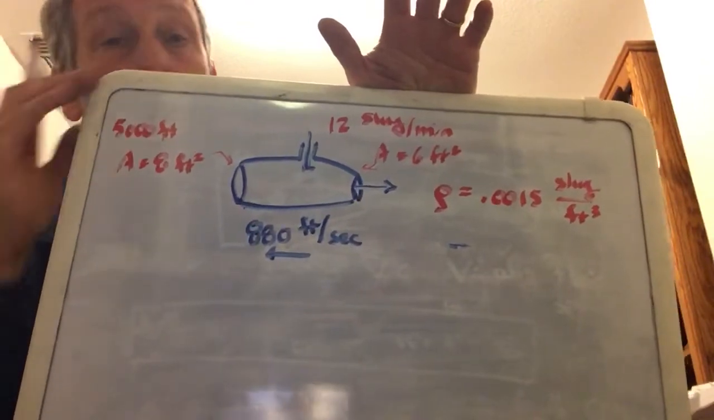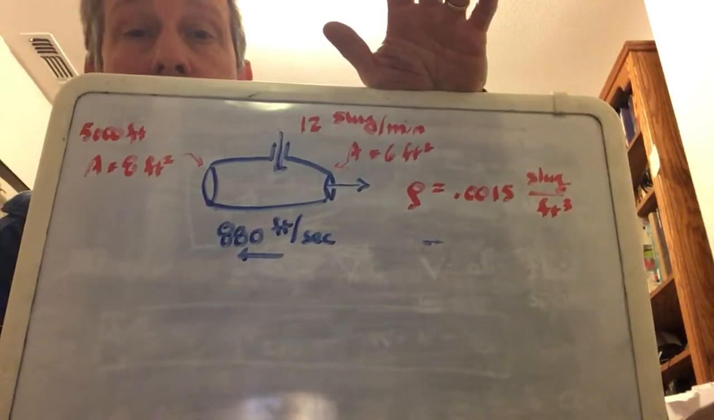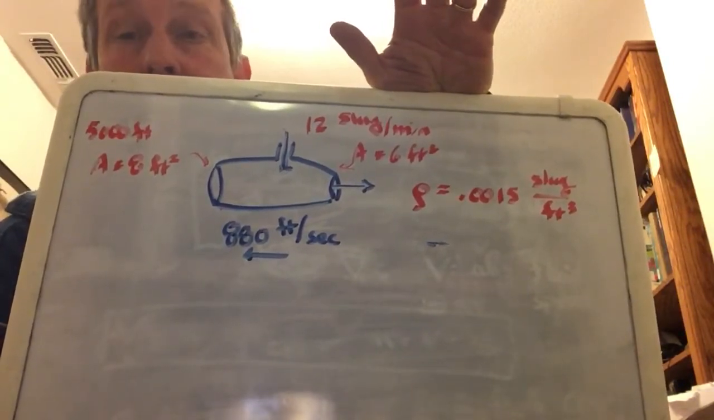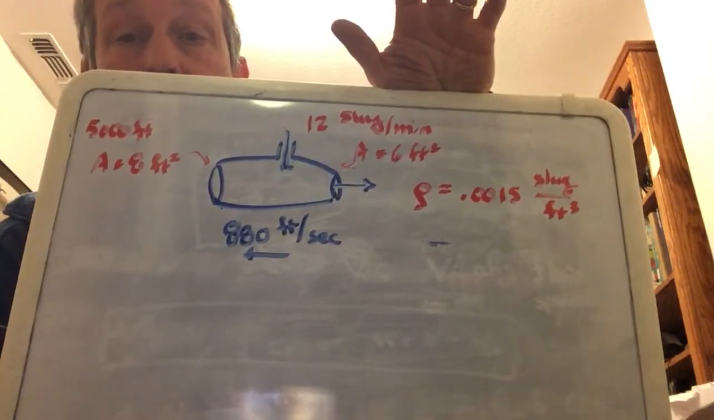I would encourage you to pause for a second and see if you can start figuring that out. I'll give you one hint. It's continuity. Mass flow in is equal to mass flow out. And we'll start working through the numbers.